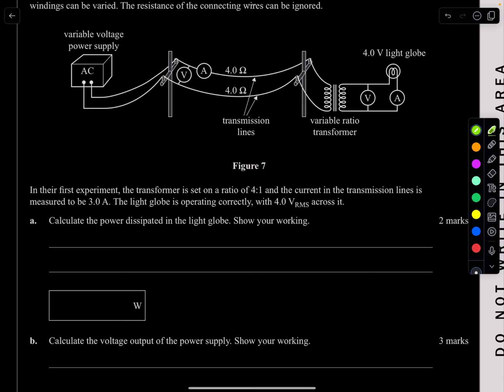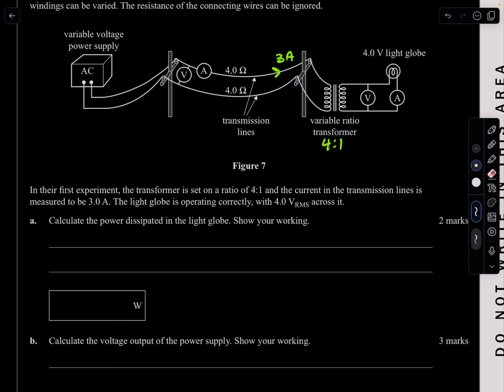In the first experiment, the transformer is set up on a ratio of 4 to 1. So this here is 4 to 1. And the current in the transmission line is measured to be 3 amps. So this transmission line is 3 amps. The light globe is operating correctly with 4 volts RMS across it. Calculate the power dissipated in the light globe, show working out.